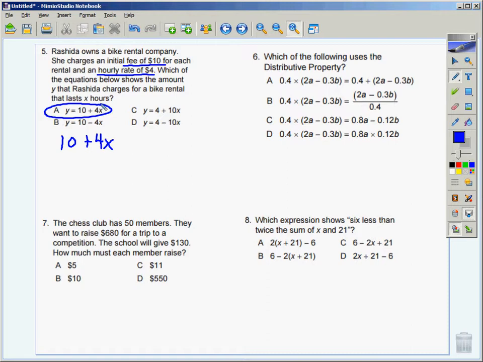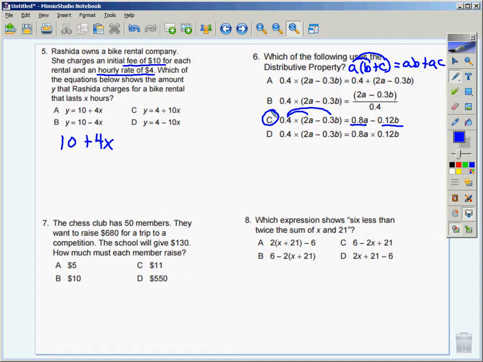The distributive property says A parentheses B plus C is equal to A times B plus A times C. In other words, I've got to make sure that everything gets distributed through. If I distribute it through, 4 times 0.2a would be 0.8. 0.4 times 0.3 would be 0.12. That's why C is the correct answer.